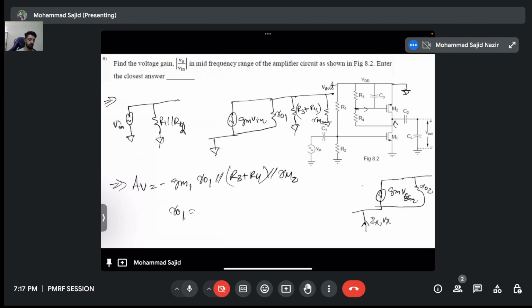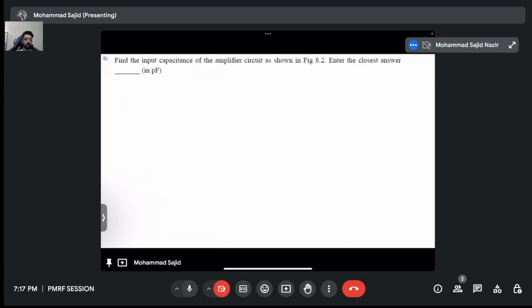R01 will be given by 1 by lambda 1 times ID, where ID is 1 milliampere. So we just have a single unknown. gm can be calculated from your transfer equation. R3, R4 is given, R1 is now calculated, and Rm you have to calculate from this equivalent circuit method, which I frequently use to find the answer.